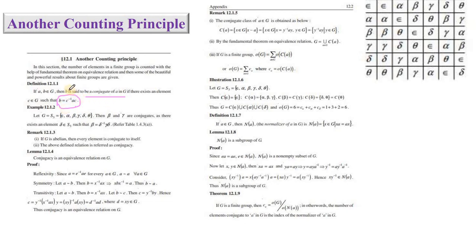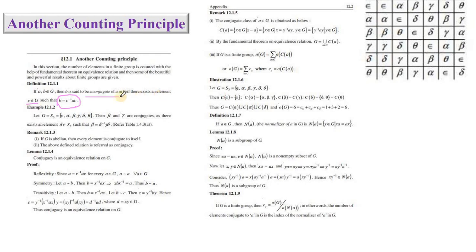In this case B and A are said to be conjugates of each other if we can find an element C in G. Because C is present in G and G is a group, the inverse will definitely exist. So there is no need to mention that there exists an invertible element, as you do in the case of similarity transformation. Here there is no need to mention it.